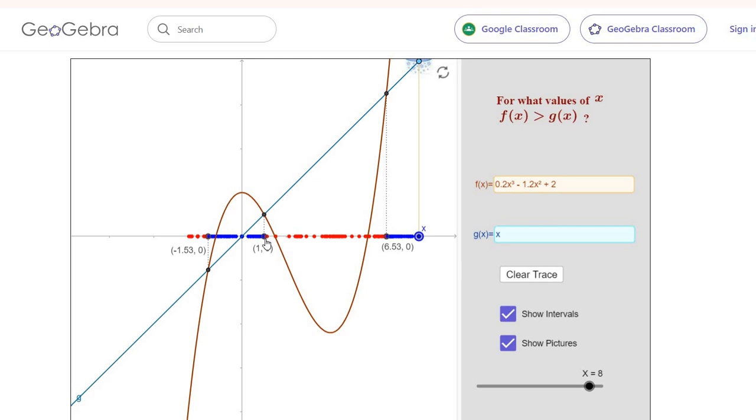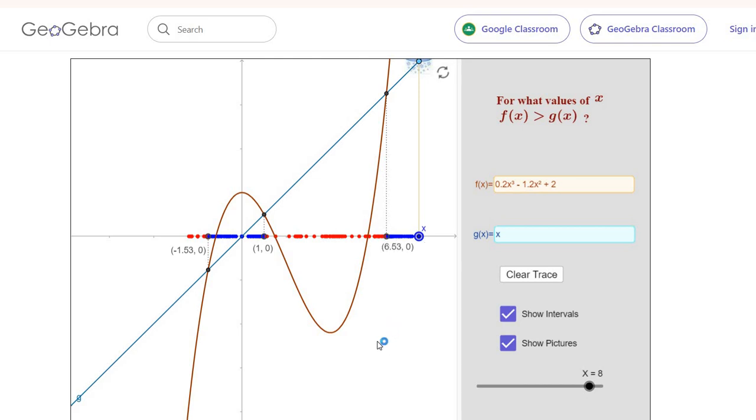Where is F less than? So the answer, where is F greater than G? Where is the red function above? Well, it's between right here, minus 1.53 and 1, and anything greater than 6.53.